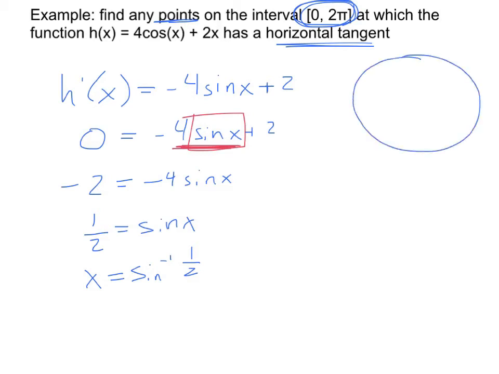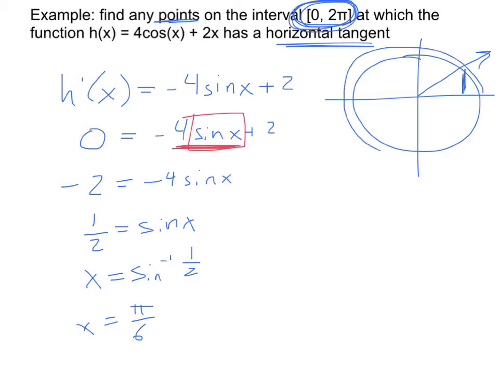And this is where we need to think, like, where is the sine 1/2? This should remind you back of your unit circle days. Where will we find a y value of 1/2? Well, that happens over here, where x is pi over 6. But I'm looking for any points on the interval from 0 to 2 pi. So anywhere around the unit circle from 0 to 2 pi, do I see a sine value of 1/2 anywhere else? Well, sure we do. We see one over here in the second quadrant. X could also be 5 pi over 6.